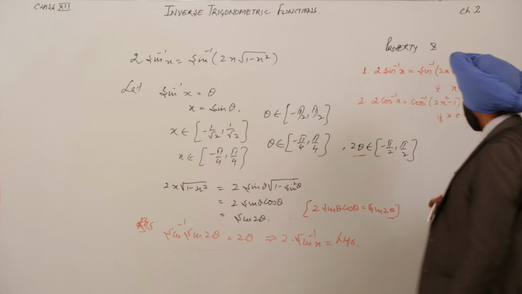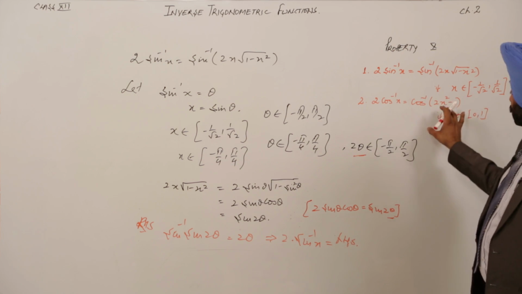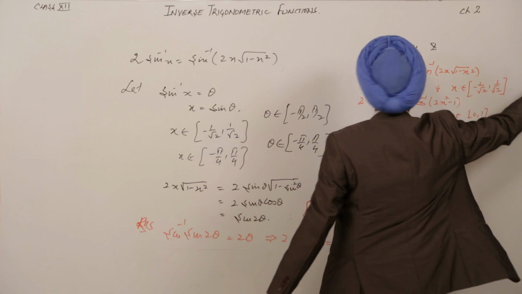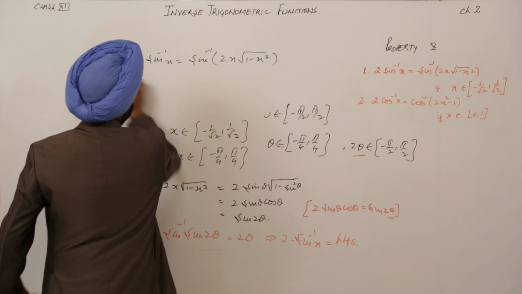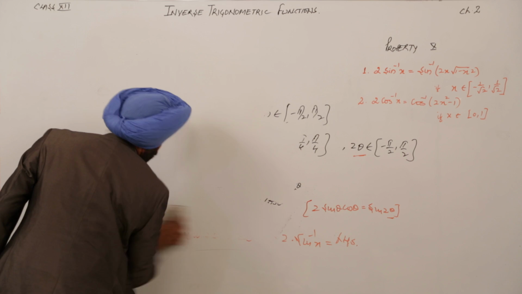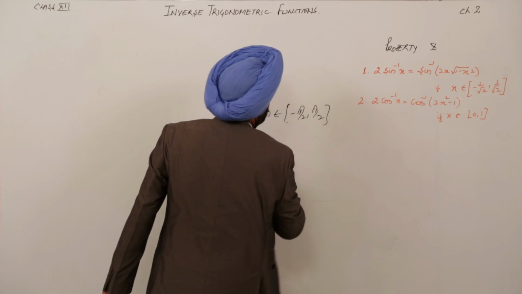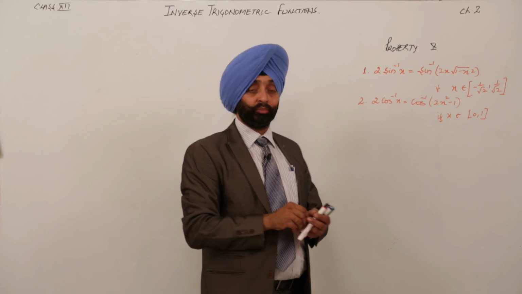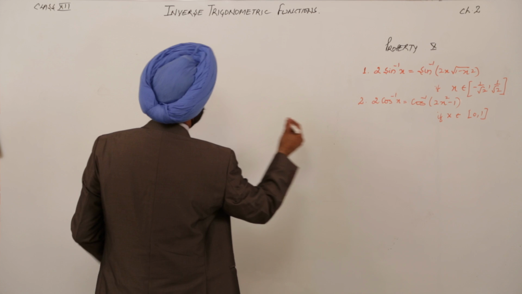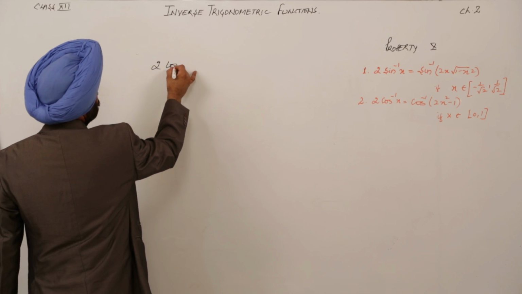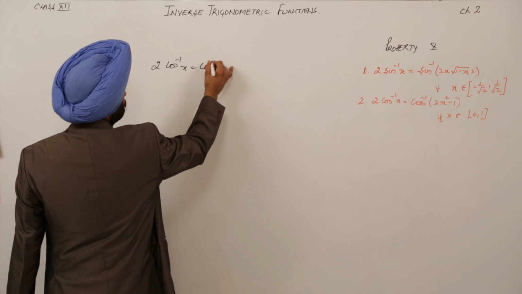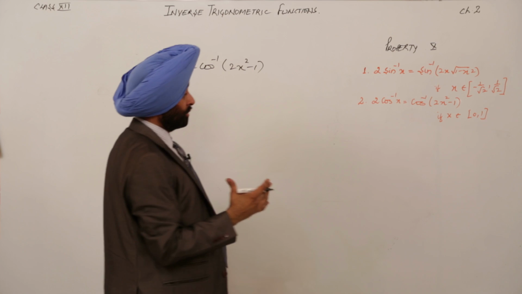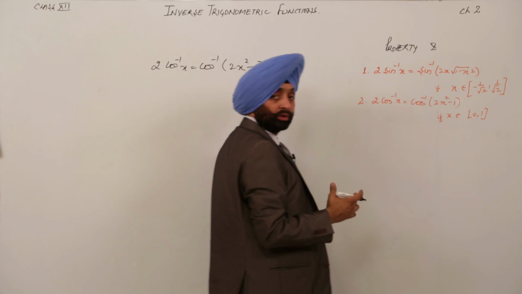Now similarly, can you guess what we are going to write for 2x square minus 1? This was the first property. Let's move to the second property. Easy one. Both properties are quite easy and helpful for converting a question into the simplest form. Now the second is 2 cos inverse x is equal to cos inverse 2x square minus 1. Okay, the condition is x belongs to 0 comma 1.